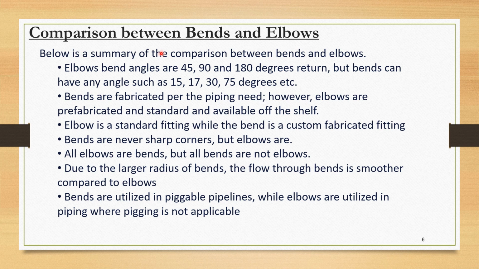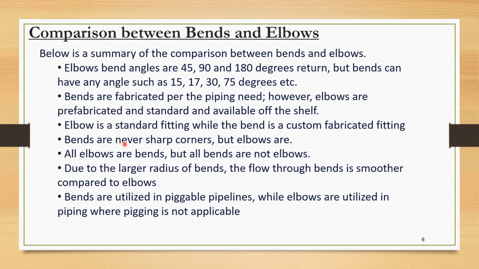Now below is a summary of the comparison between bends and elbows. Elbow bend angles are 45 degree, 90 degree and 180 degree return, but bends can have any angle such as 15 degree, 17 degree, 30 degree, 75 degree, etc. Bends are fabricated per the piping need. However, elbows are prefabricated and standard and available off the shelf. Elbow is a standard fitting while the bend is a custom fabricated fitting.